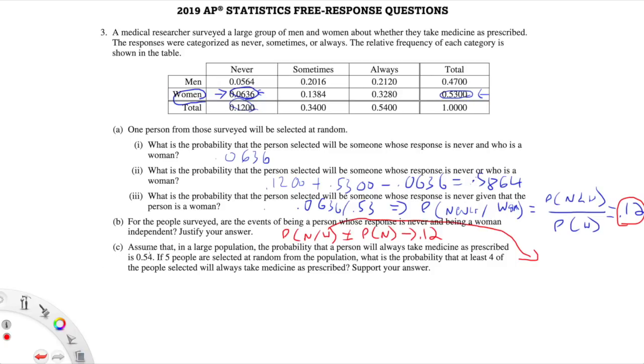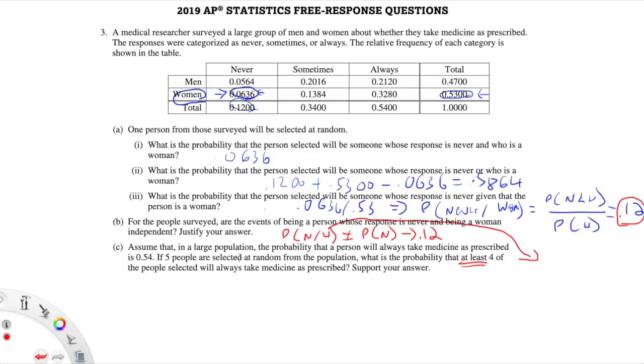And now for C, it asks us, you have a large population, and assume the probability that a person will be in the always category, take the medicine that's prescribed, is 0.54. If 5 people are selected at random from the population, what is the probability that at least 4 of the people selected will always take the medicine as prescribed? So at least, that's important right there. So the probability of success is 0.54, and we want to know that 4 or 5 people, if selected at random, will be of the people that always take medicine.